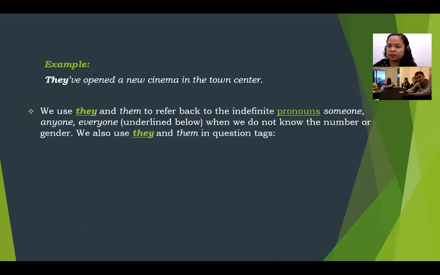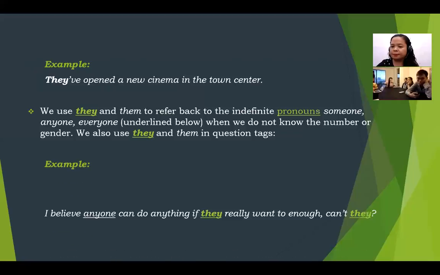So next use, Daniel, please read. We use "they" and "them" to refer back to the indefinite pronouns once, anyone, everyone, when we do not know the number or gender. We also use "they" and "them" in question tags. Okay, example.